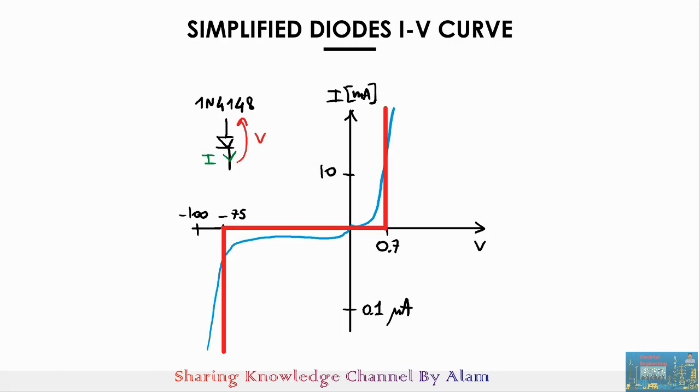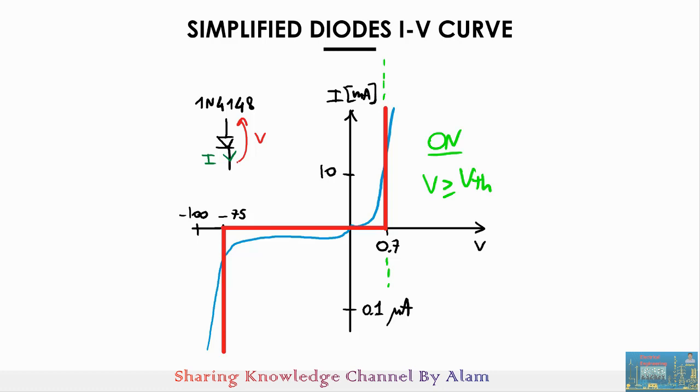Just like we did before, we can split the simplified diode IV curve into three different regions. Because the IV curve has changed, we can now define three new, slightly different and more convenient regions of operation. The first is the ON region, which is defined for all voltages equal to or higher than the threshold voltage of the diode. So for V equal to or higher than the threshold.